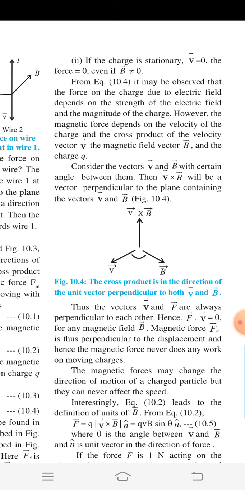Magnetic force Fm bar is thus perpendicular to the displacement and hence magnetic force never does any work on moving charges. Therefore, magnetic force Fm bar is always perpendicular to the displacement, and hence magnetic force never does any work on moving charge.